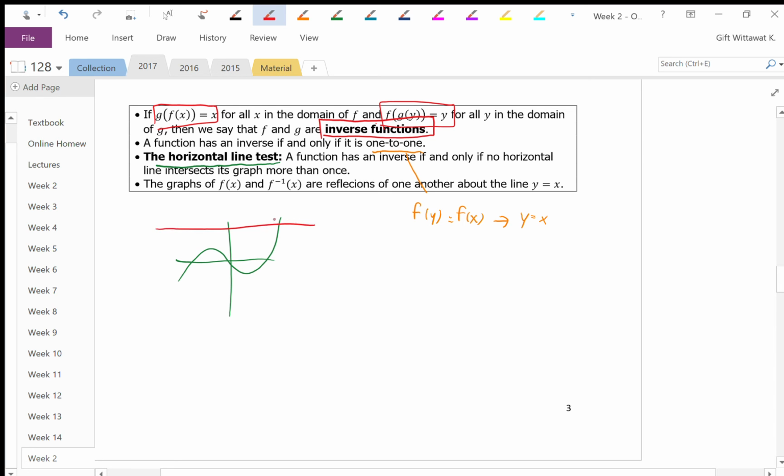So if you draw a line that intersects the graph here, that's still good. However, if I draw this line, you can see that it intersects the graph 3 times. That means this graph is not one-to-one, because I can draw a line that intersects the graph more than once. That means this function would not have an inverse.